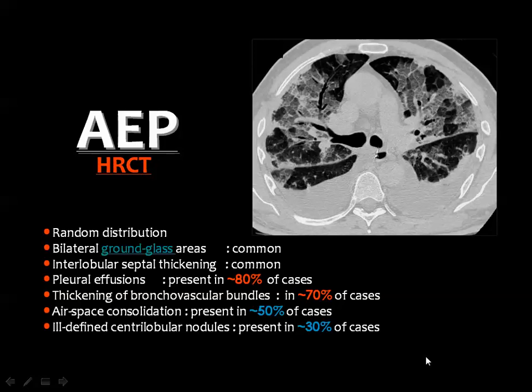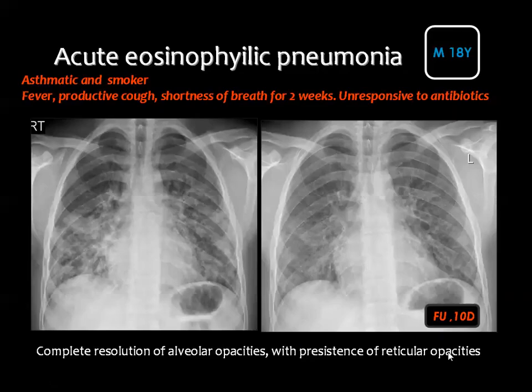Then this is a type of pneumonia, but the cause is not known. In the X-ray and the high resolution CT, you get random distribution, bilateral ground glass opacities, interstitial septal thickening, and pleural effusions are common. You see here bilateral pleural effusion. If you look carefully, you can also see the crazy paving appearance. Airspace consolidation in 50% of the cases, and centrilobular nodules may be seen in about 30% of cases.